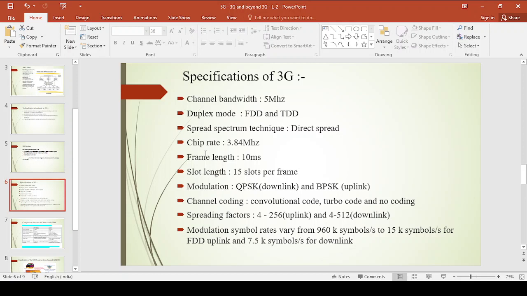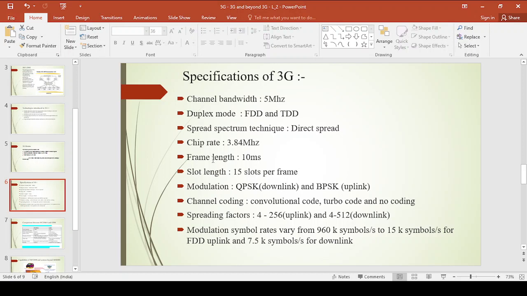Chip rate is nothing but the number of pulses per second at which the code can be transmitted or received. And the chip rate for 3G is 3.84 megahertz. If we consider chip rate for 4G, it will again be higher. And next we have frame length.